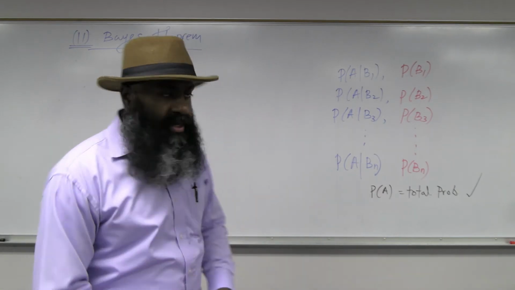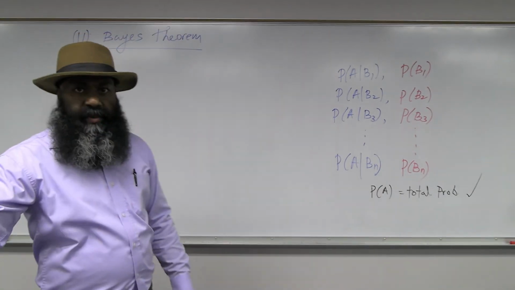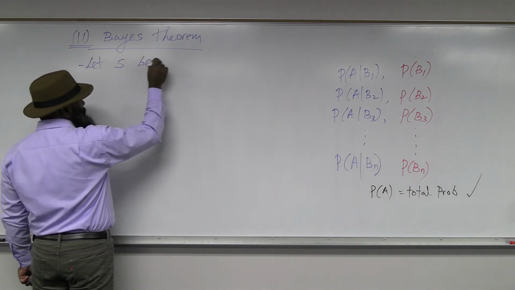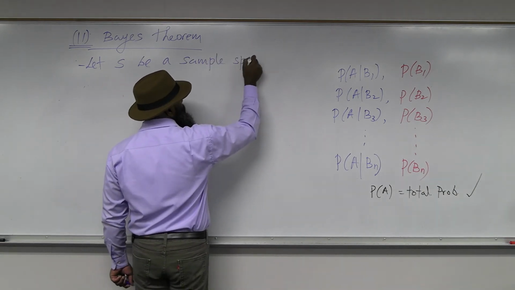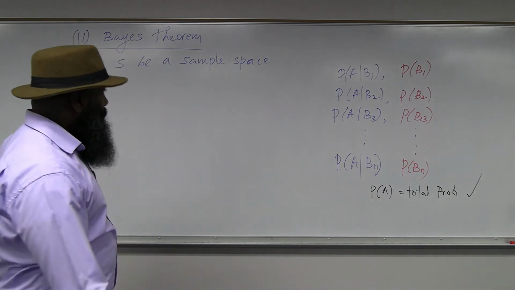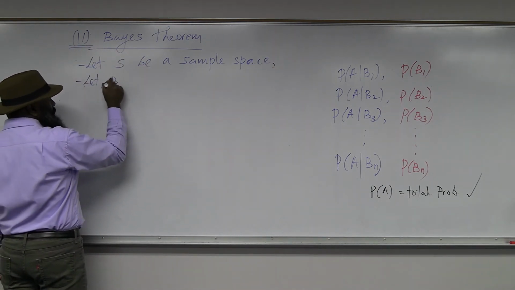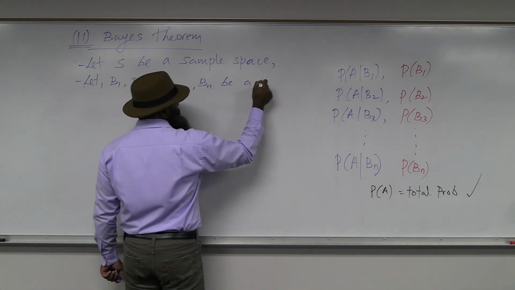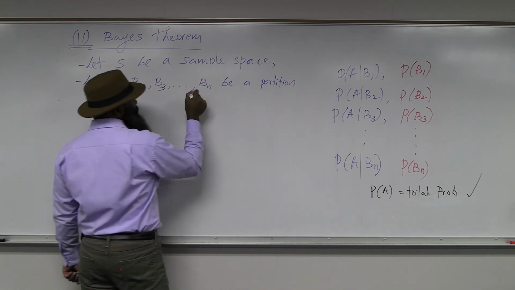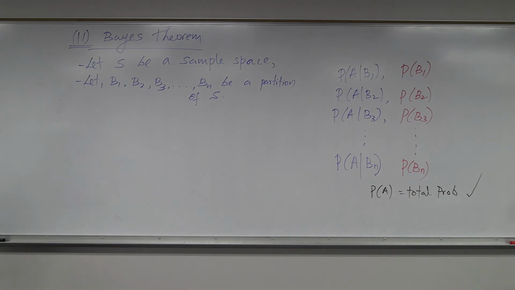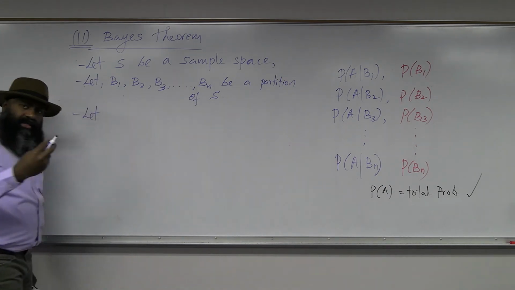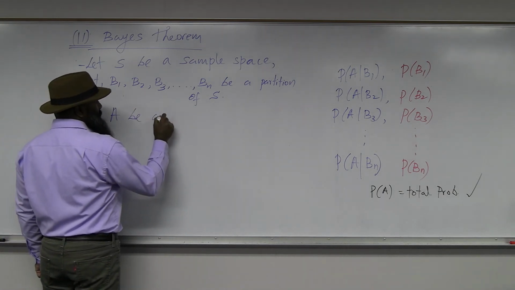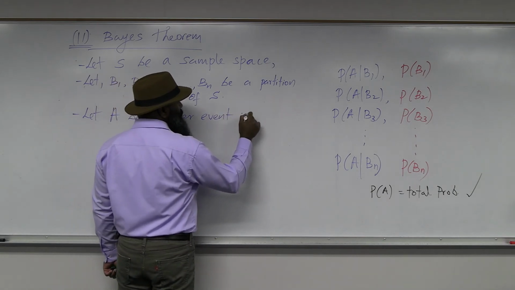For the completion of the notes under Bayes theorem, I will once again define S as the sample space and B1, B2, B3 as a partition and so on. So here's the first part. I will let S be a sample space of some random variable X. And I'm going to let B1, B2, B3, let's say up to Bn, be a partition of S, a partition of the sample space. And then I will let A be some other set or an event in the same sample space S. Okay, let A be another event in S.